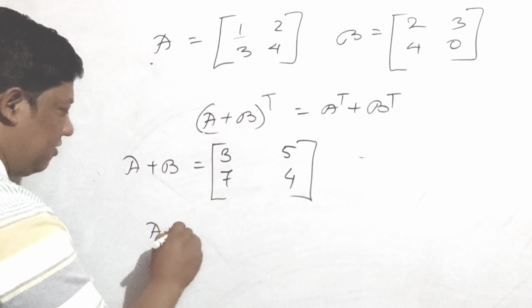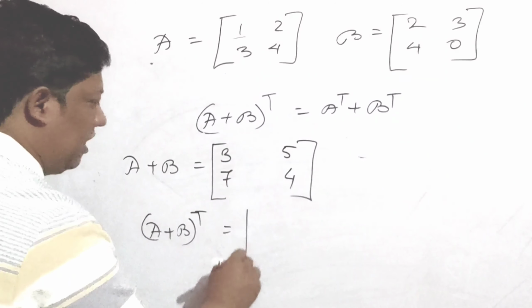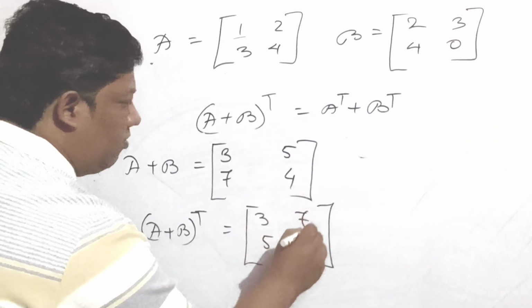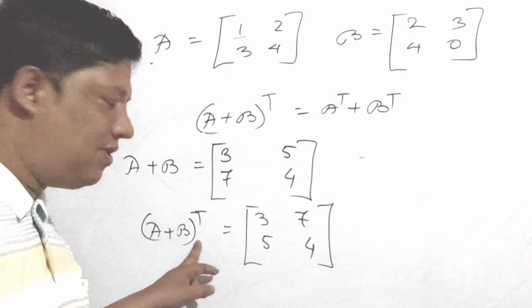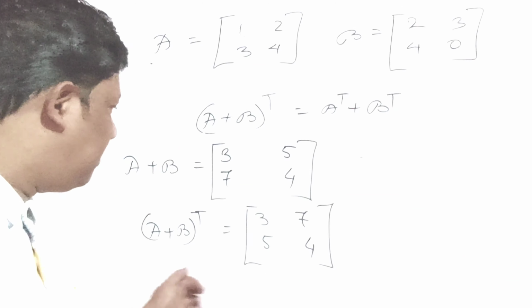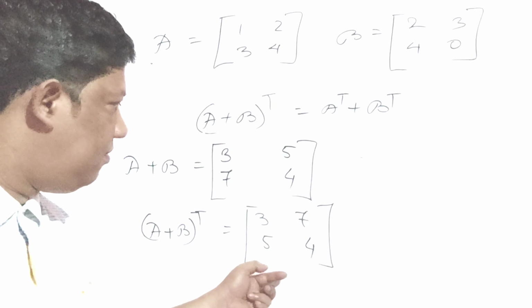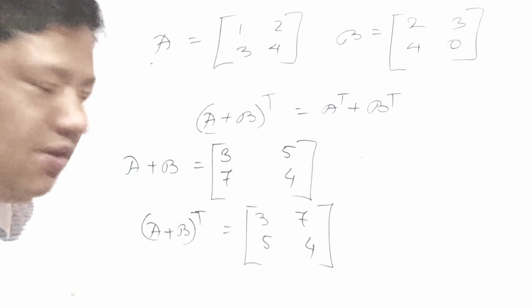Now I transpose on both sides. If I transpose on both sides, then I get rows becoming columns and columns also becoming rows. So I get (A plus B) whole transpose. Then I get this matrix 3, 5, 7, 4, because rows become columns, and I get (A plus B) whole transpose.